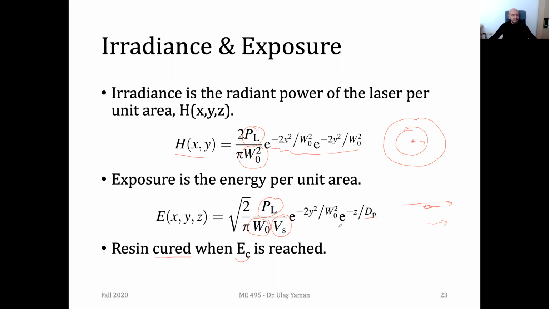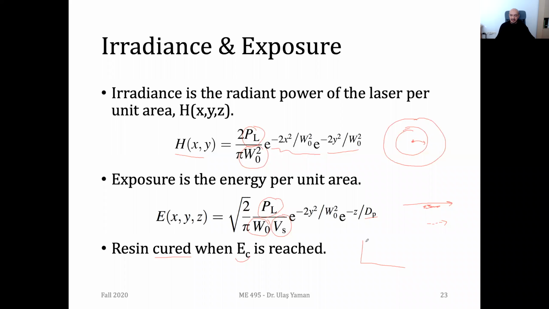Or to reach EC, do we prefer low speeds with the same, let's say, laser? Low speed. Yes, if your laser is not that powerful, you should adjust your speed so that you'll be able to actually supply enough energy on this region so that the resin underneath will be cured easily. But if you go faster, then EC will not be reached and the resin will not be cured. So this is a critical thing actually, and it directly affects the fabrication time of your part.